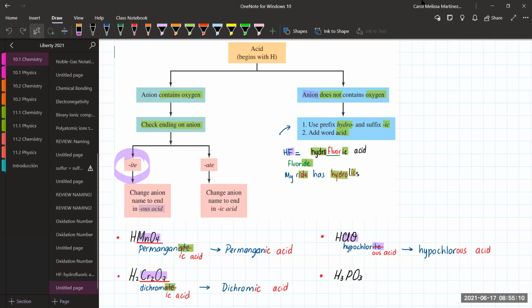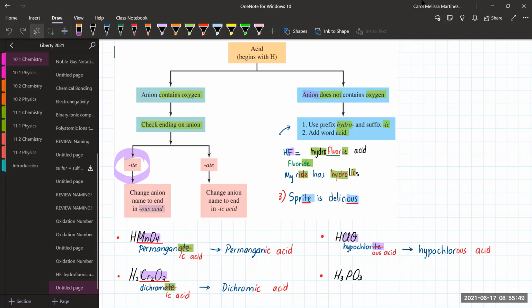You can also use the mnemonics. The mnemonics for O's is the third mnemonics that says Sprite is delicious. Okay? So when the anion ends in ITE, then you will replace it by O's. This is the mnemonics for ITE, okay? Sprite is delicious. So we can apply the same concept to the following example.